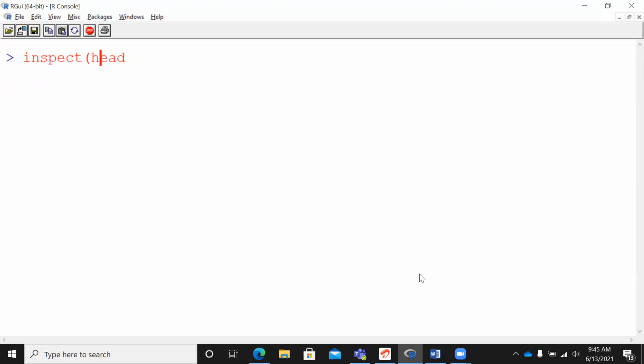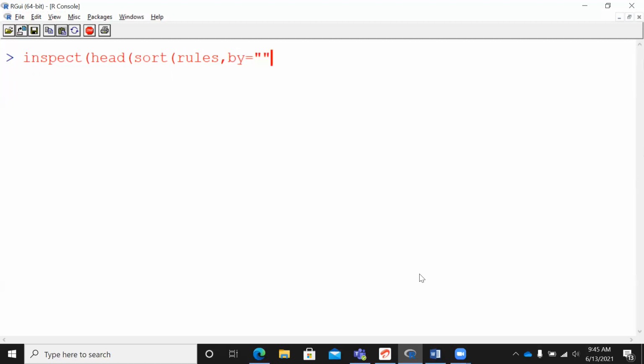Let me just correct the spelling. It's inspect of head of. You want to sort the rules. Remember, we have stored the output of Apriori in an object called rules. You can put a comma here and say by lift value.